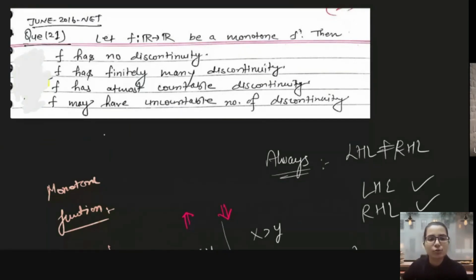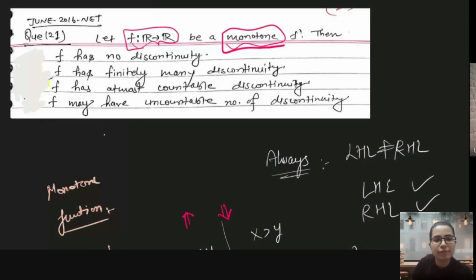So I want to ask you this question, and now this question is very clear. I've explained every concept. If f from R to R is a function and it is a monotone function, then what is correct? F has no discontinuity, F has finitely many discontinuities, F has at most countable discontinuities, or F may have an uncountable number of discontinuities. Whatever answer you are rejecting, just give me a counter example. A monotone function with no discontinuity.